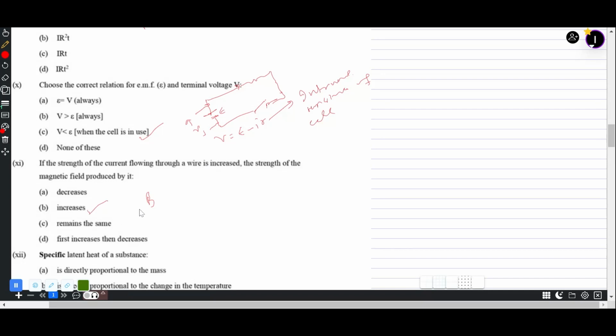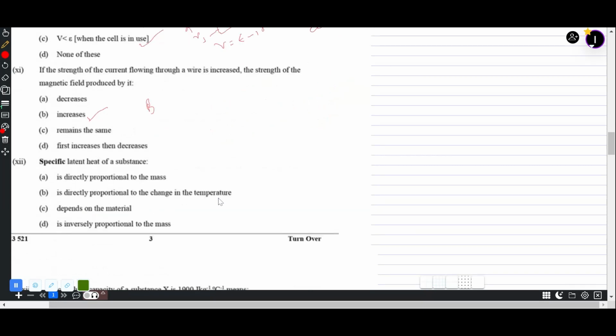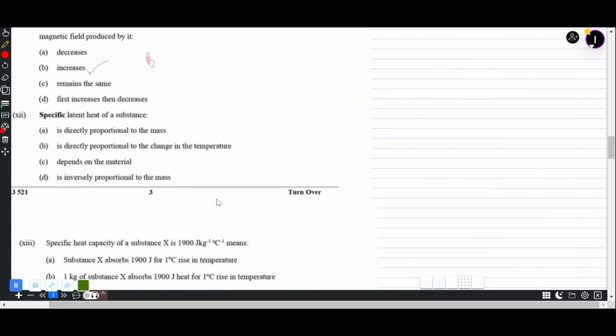It increases. Okay. Mu 0 I. That is the formula for magnetic field in case of a ring, in case of a solenoid, mu 0 and I. That is how it is directly proportional to the current.